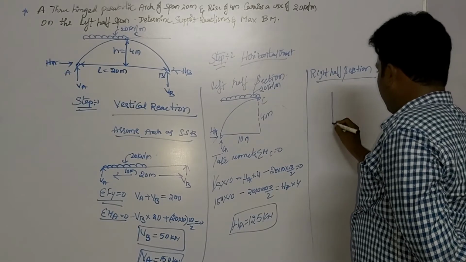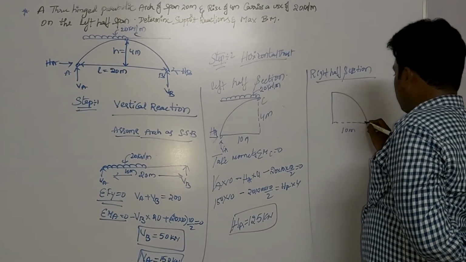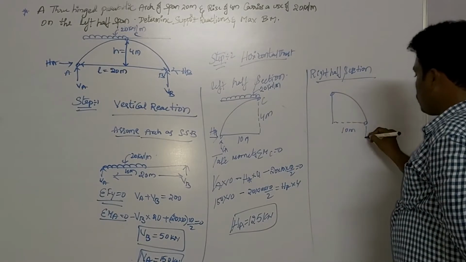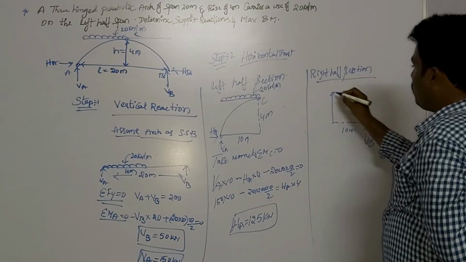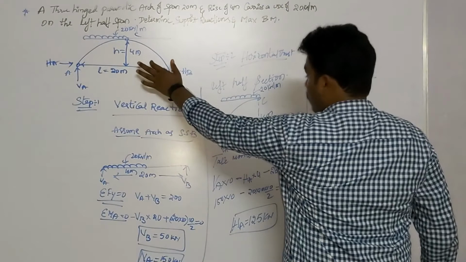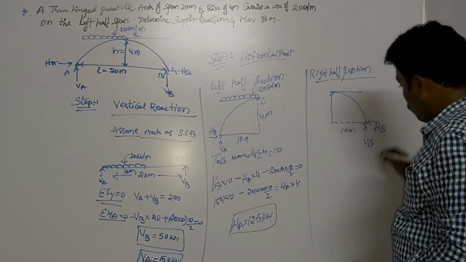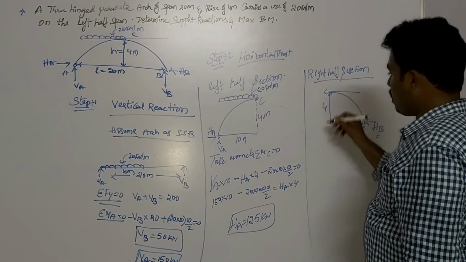So going for the diagrammatic representation of right half of the section, this is 10 meters. These both are hinges. This is VB and HB. There is no load on the right half of the section as per the given problem. Load లేకపోతే మనకు ప్రాబ్లం లేదు. We have reactions here. This might create a moment. This is 10 meters and 4 meters.